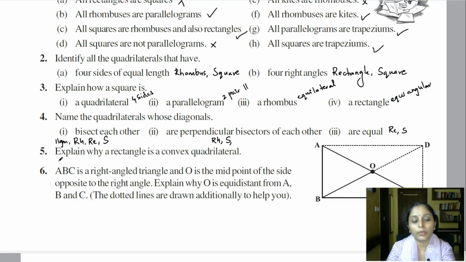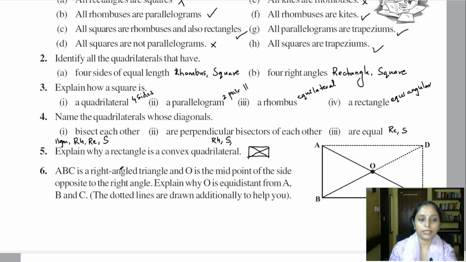Next, coming to the fifth question, explain why a rectangle is a convex quadrilateral. Now, what do you mean by a convex polygon? All the diagonals lie inside the polygon, right? Now, for any quadrilateral, you can draw two diagonals, okay? In the case of a rectangle, both the diagonals lie inside. So, if I have a rectangle and I draw the diagonals, both of them lie inside the quadrilateral. Therefore, it is a convex quadrilateral, right?